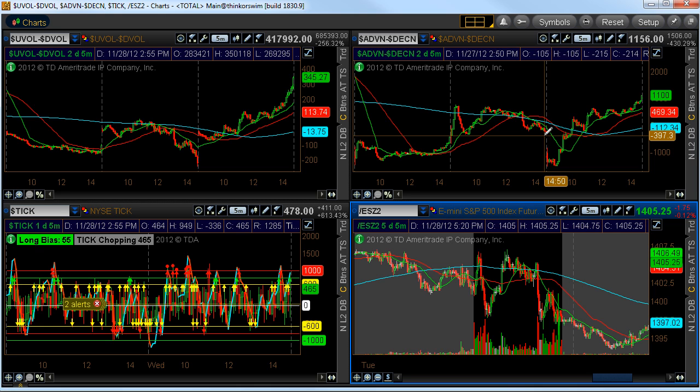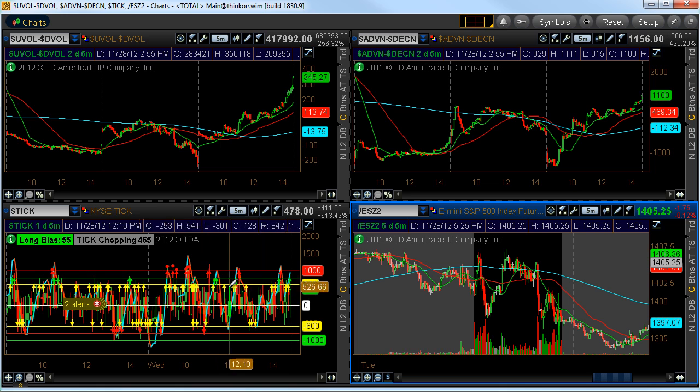The advance versus decline did not. But if we look here at the ticks, we could see a lot more distribution towards the bottom end of that day than vice versa on today, where we saw most of the distribution above the zero level in positive territory.